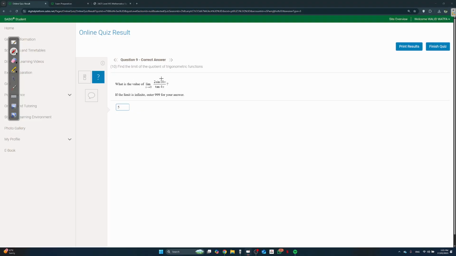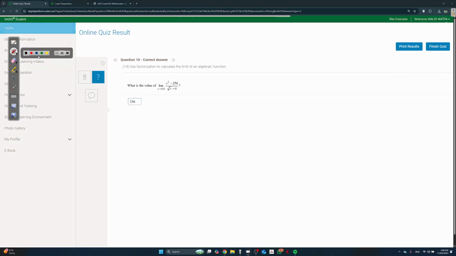Question 9, 2 sine 10x over tan 4x. Same rule. Okay, same exact rule. Multiply what's up, divided by what's down. 20 divided by 4, it's 5. Okay, that's it. Moving on to question 10.